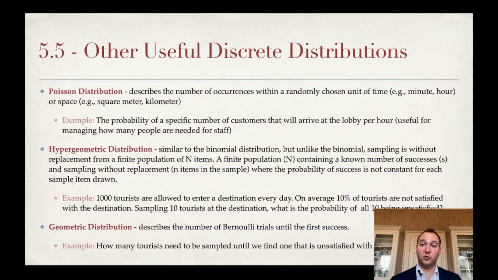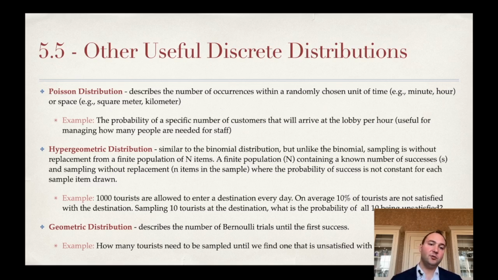Some other useful discrete distributions are the Poisson distribution, the hypergeometric distribution, and the geometric distribution. The Poisson distribution describes the number of occurrences within a randomly chosen unit of time, a minute, an hour, or a space, for example, a square meter, a kilometer, a mile. So here's an example of what would follow a Poisson distribution: the probability of a specific number of customers that will arrive at the lobby per hour. This is useful for managing how many people are needed for staffing, for example.